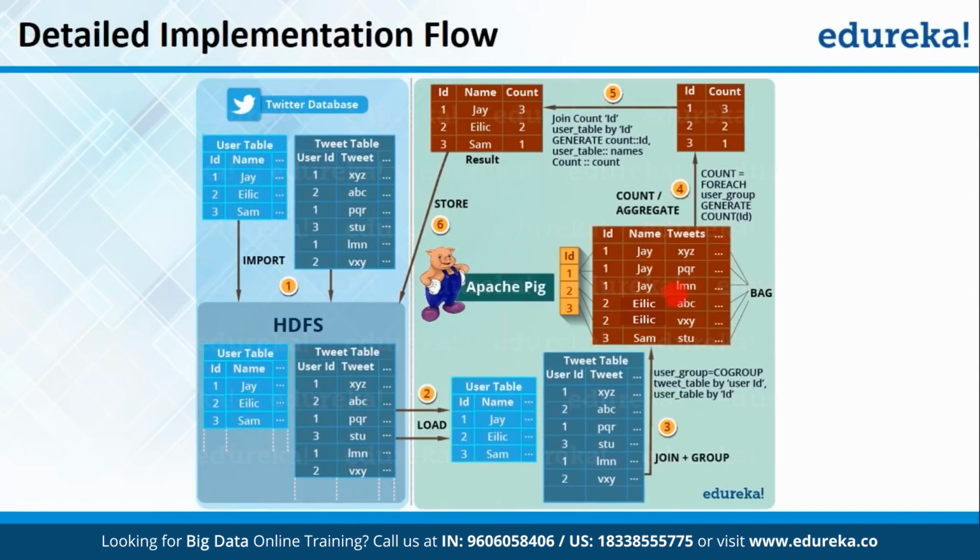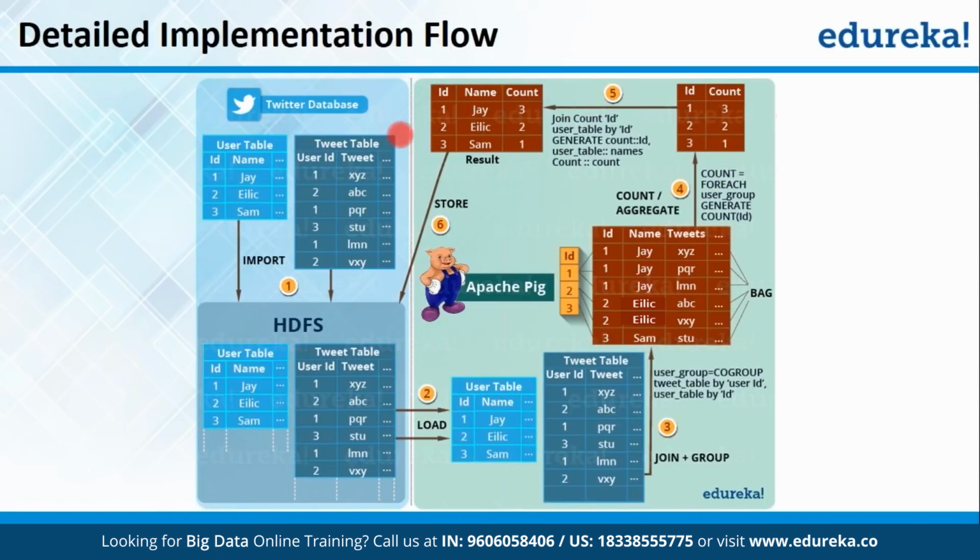So once we have this, the next step is count the number of inner bags or the number of rows for a particular ID. So if you see the result, we have 3 count for 1, right? Because 1 had 3 different rows or 3 different inner bags. Similarly, 2 had 2 rows right here, and 3 had 1 row, and that is why it is 3, 2, 1.